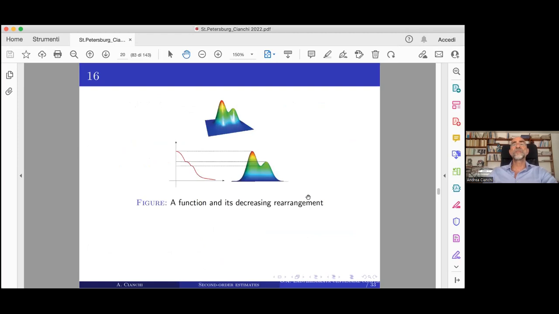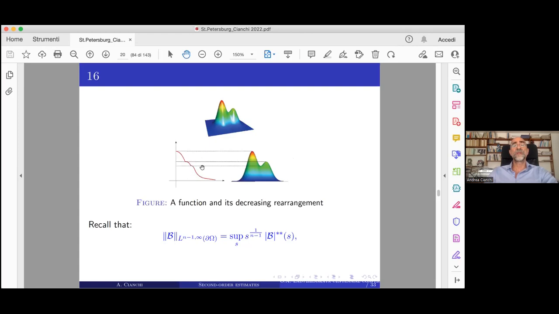Now, these rearrangements are depicted here. So you start with an n-dimensional function, and the decreasing rearrangement, as you may know, is a one-variable function, which is non-increasing on the half-real axis and has the property that each level set of the original function has the same, in this case, one-dimensional Lebesgue measure as this decreasing rearrangement, which means just the length of this interval. Some properties are preserved under this operation, like integrability properties.